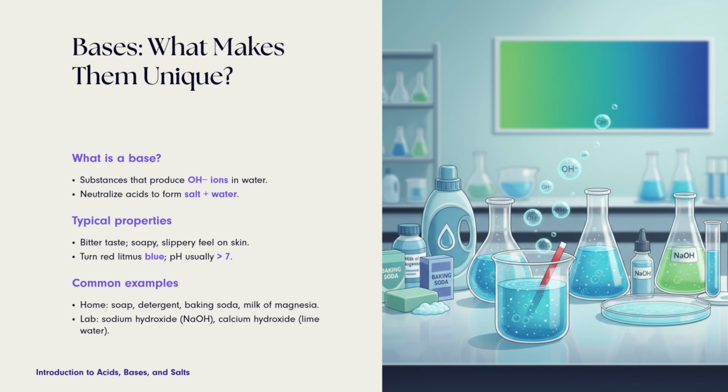Bases. What makes them unique? What is a base? Substances that produce OH- ions in water is a base. It neutralizes acids to form salt and water. Typical properties: bases are bitter in taste, soapy, slippery feel on skin, turn red litmus blue, and pH is more than 7. Some common examples: at home, we get soap, detergent, baking soda, milk of magnesia, and in lab, sodium hydroxide that is NaOH, calcium hydroxide that is lime water.